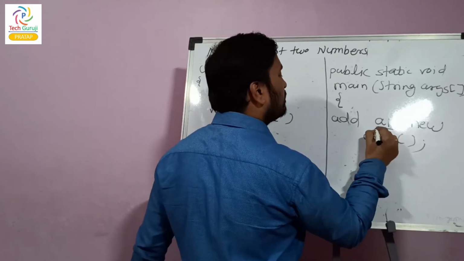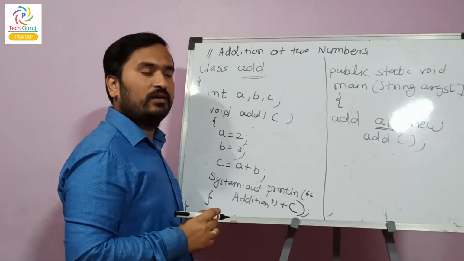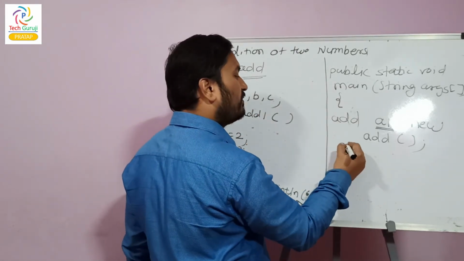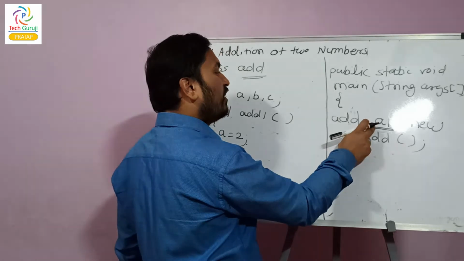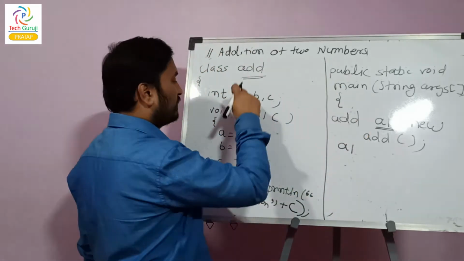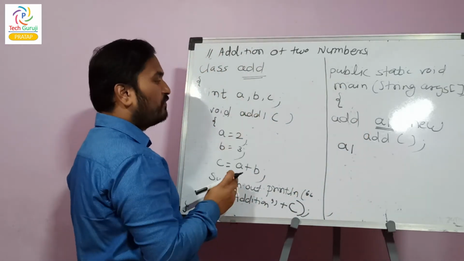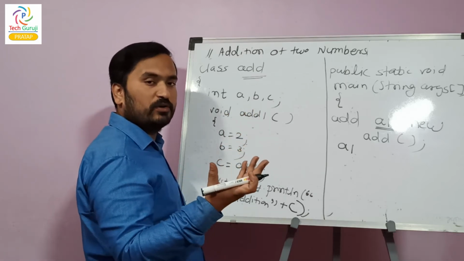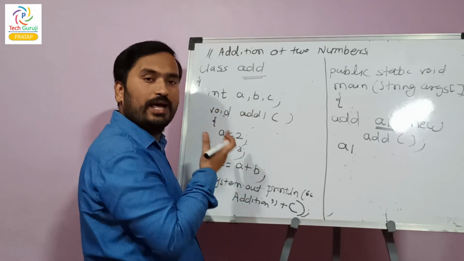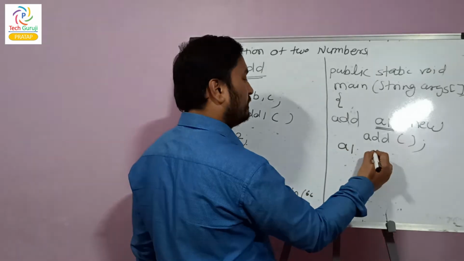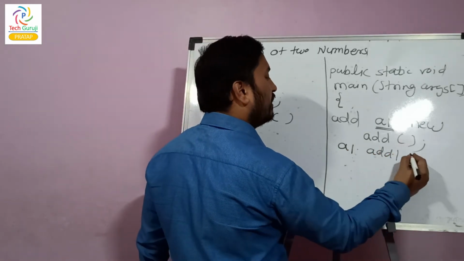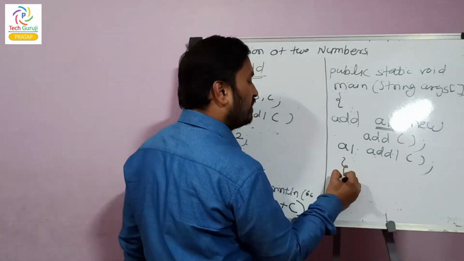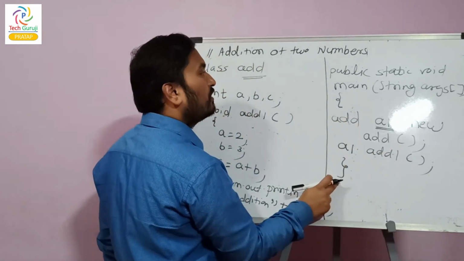So A1 is the object which is created to call the add one method. We can directly call the add one method, because we know that by creating an object we can call any property of a class. The property of the class here is add one, which is a method used within the class. So A1 dot add1, round brackets open and close, semicolon, curly bracket close. So we have closed the main method.